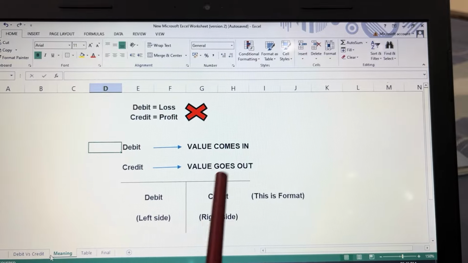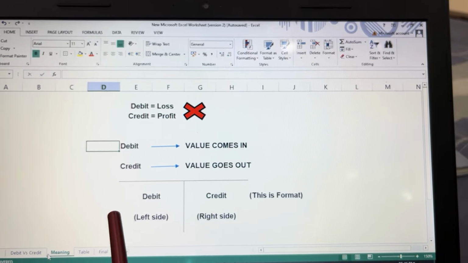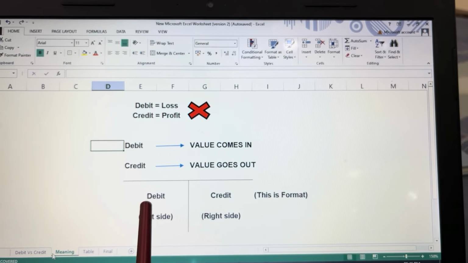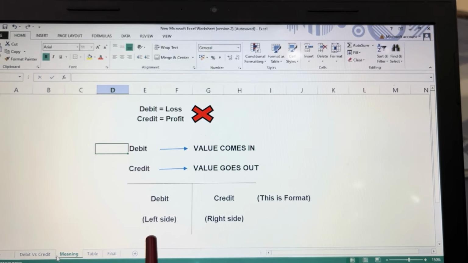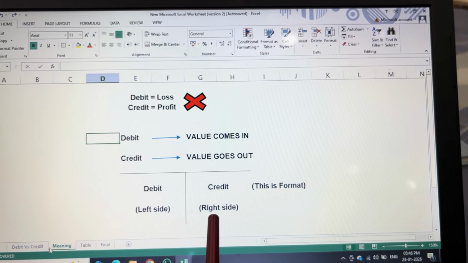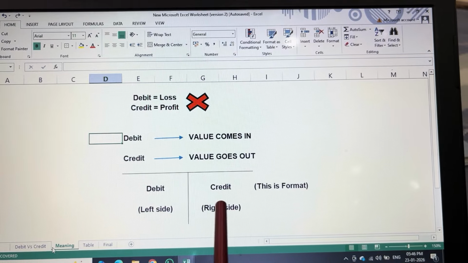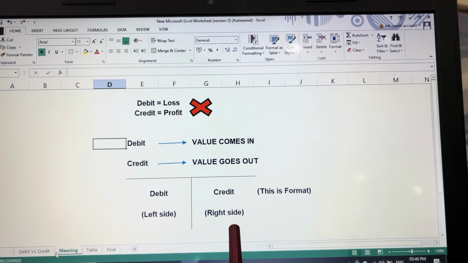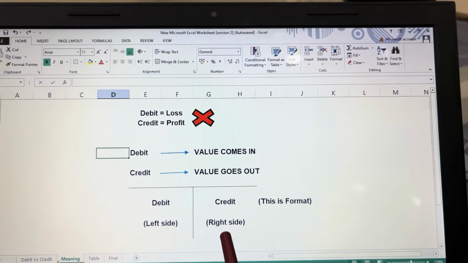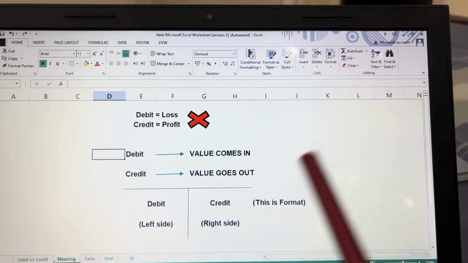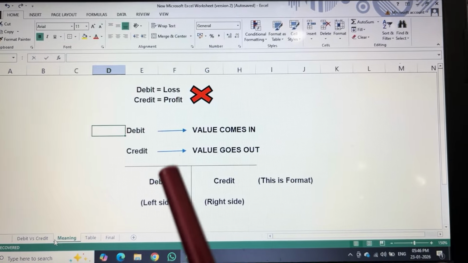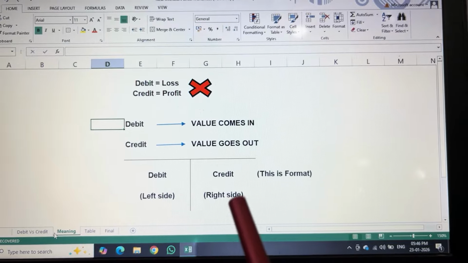Think about your wallet. When salary comes in, money comes in, that is debit balance. When you spend or pay rent, it goes out from your pocket. So that is credit balance. In accounting, business is treated as a separate person. Always think from the business point of view.